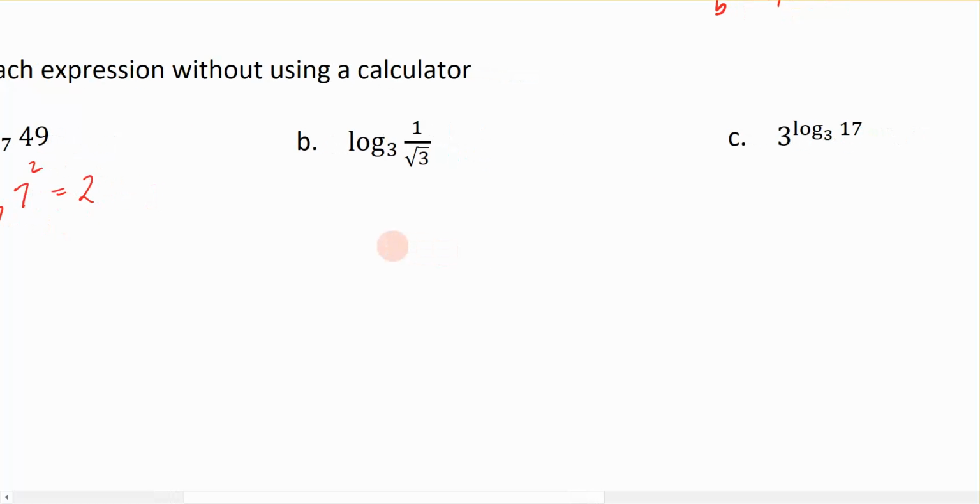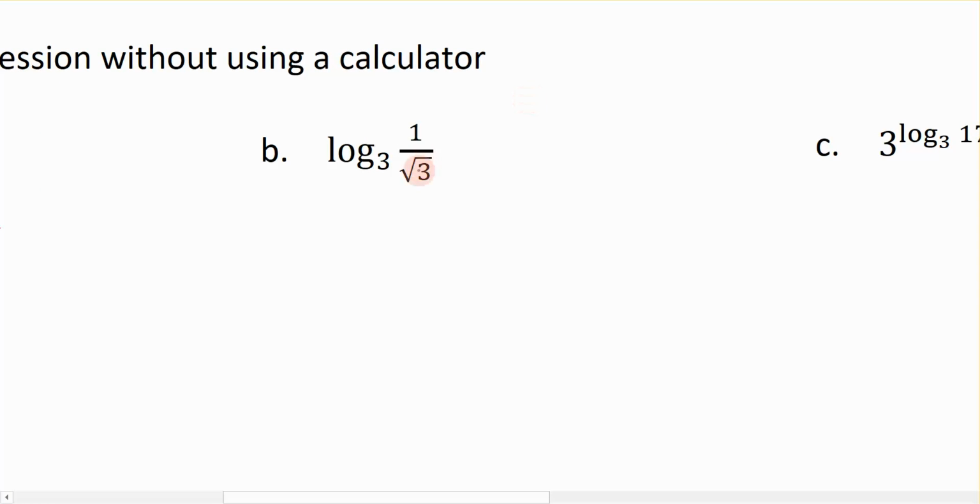Let's try this on the next one. Here I have log base 3 of 1 over the square root of 3. There's a lot going on in this argument that we need to fix before we can evaluate it. First off, we don't want to see things written in a radical form. We want them written in their rational form. So I'm going to rewrite this as log base 3 of 1 over 3 raised to the 1/2, because 3 to the 1/2 is the same thing as the square root of 3.